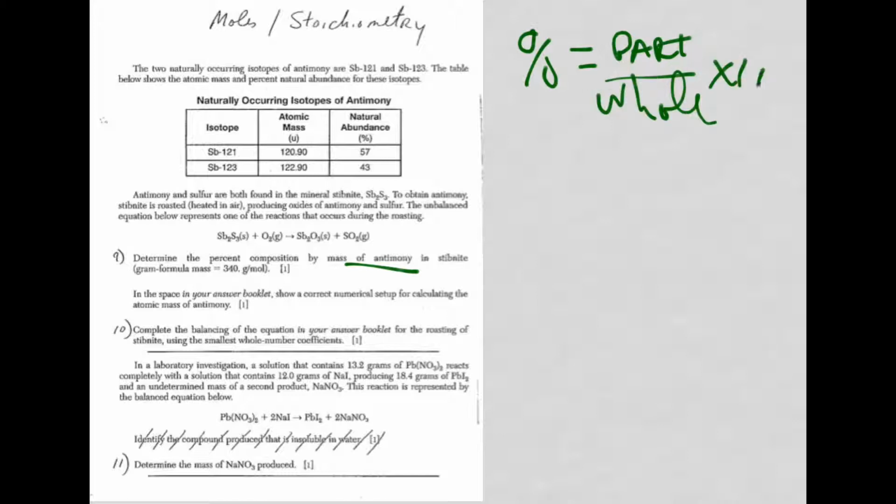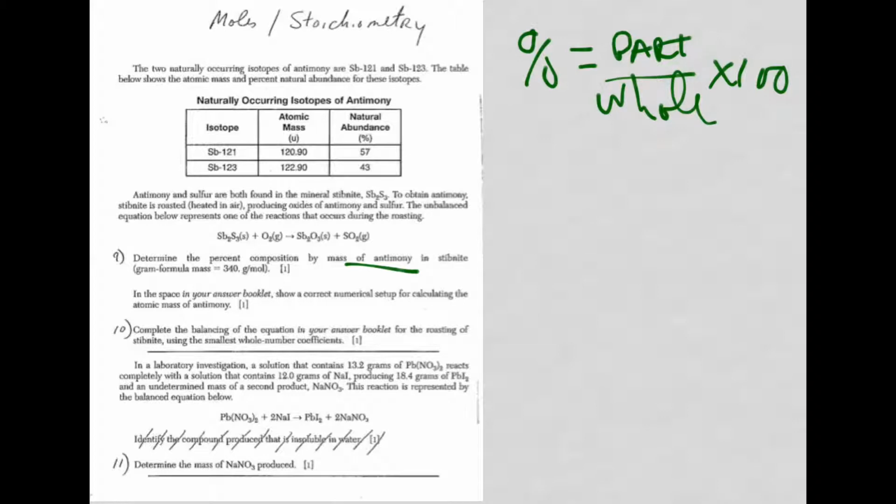We're going to take a look at 3 more questions here that I put under mole/stoichiometry. So let's get started. Question 9, we're looking for the percent composition by mass of antimony in stibnite, and percent composition, percent is always the part over the whole thing times 100.